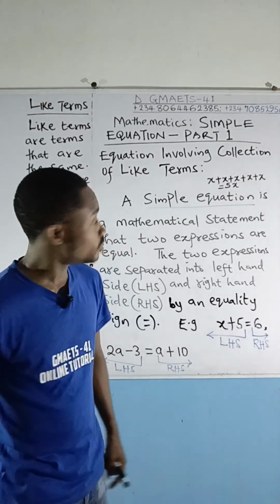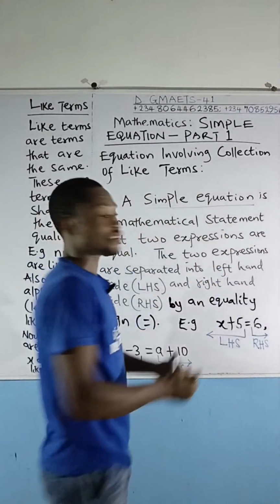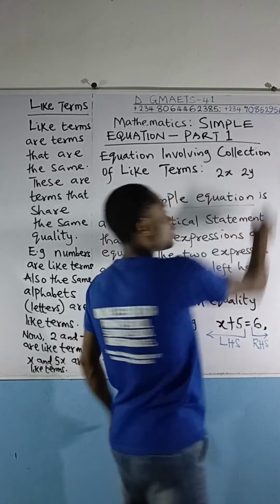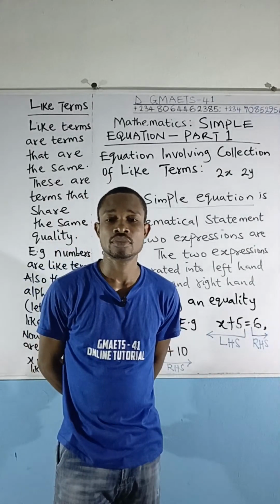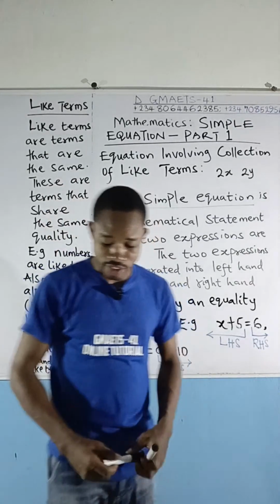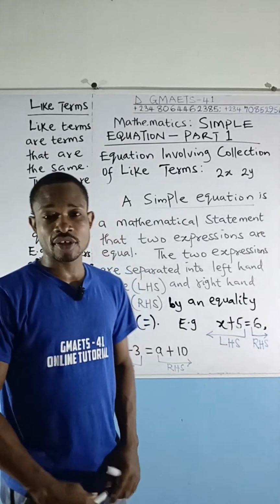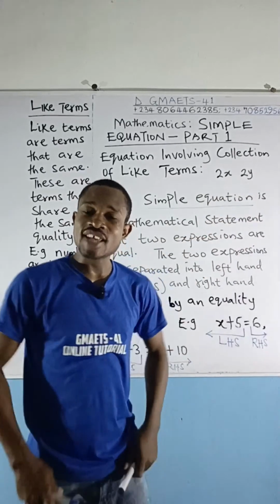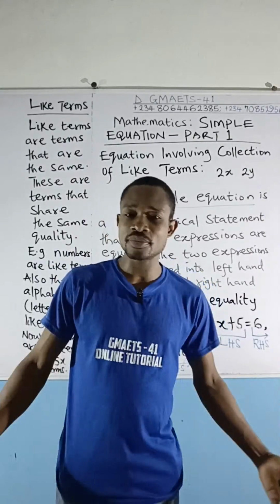Now, let me ask you this question. Are these like terms, 2x and 2y? The answer is no. They are not like terms. Why are they not like terms? Look at the alphabet here: x. This one is y. x and y, are they the same alphabet? No. So they are not like terms.